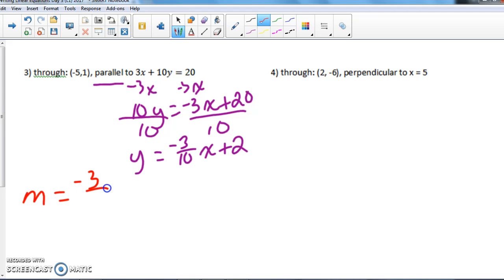of negative 3/10. I gave you the point up top, it was negative 5, 1. So hopefully I can utilize this information and write the equation. So pause the video for a second, see if you can write the equation, and then check your work with me.